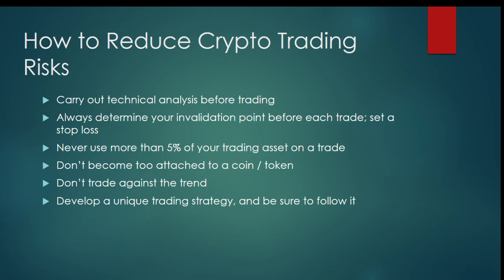This is because no matter how good you are with technical analysis, no matter how good you are at coming up with winning trades, there is going to be a time where you are going to be losing on your trades, and you're going to be losing consecutively. So if you are using, let's say, 30% of your trading asset on a single trade, what happens when you lose three consecutive times? That means you've already lost 90% of your trading asset on three different trades that went wrong. So it is always advisable to use not more than 5%.